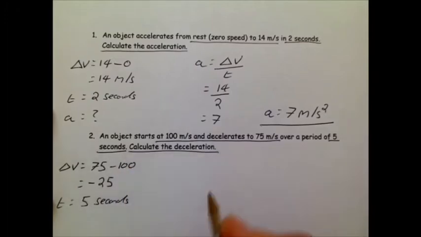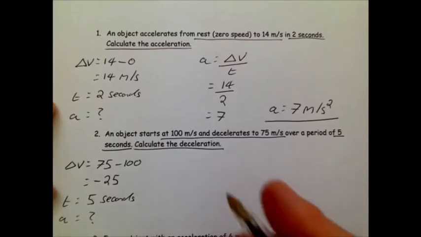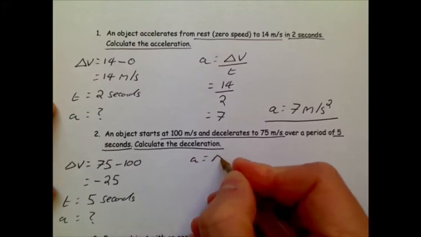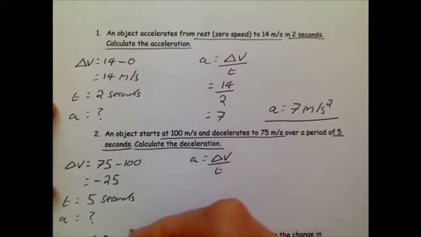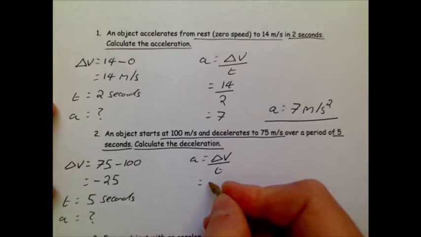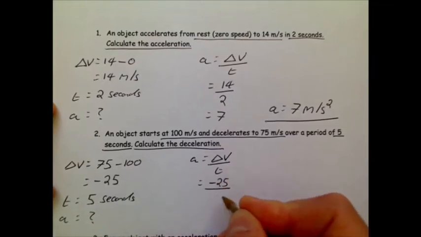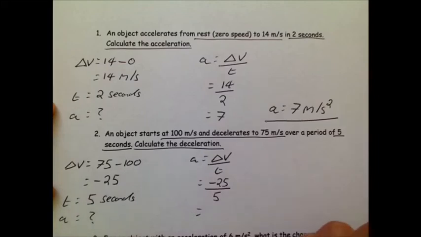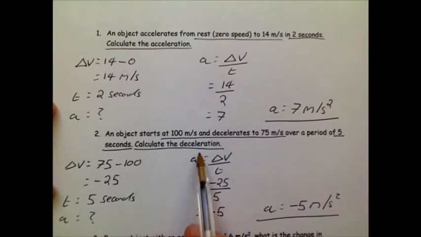And it says calculate the acceleration, so A is what I need to work out. The equation that links all of these is A equals delta V over T. Substitute my values in, and that's going to give me minus 25 over 5, which equals minus 5. My acceleration is minus 5 meters per second squared. Since it's minus 5, I know that it is slowing down, it's decelerating.